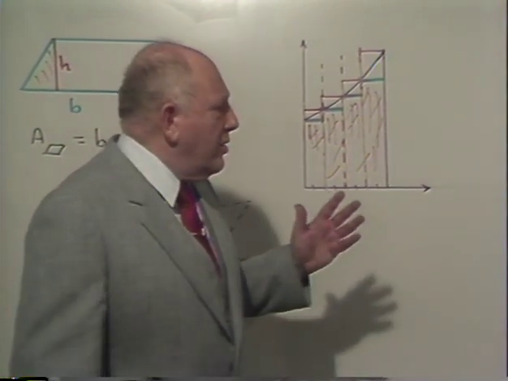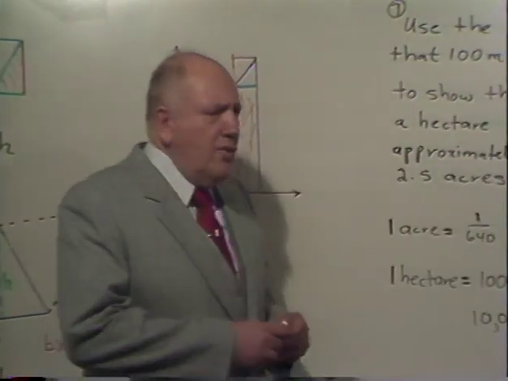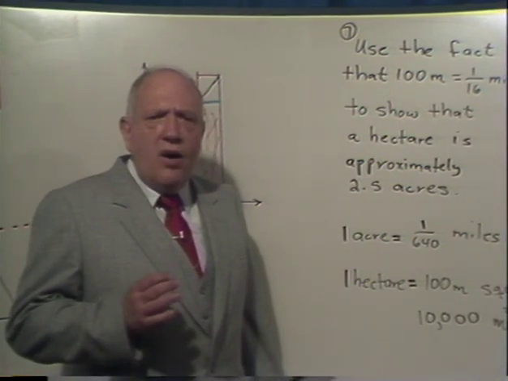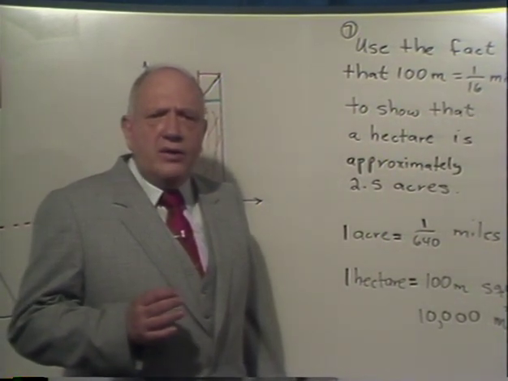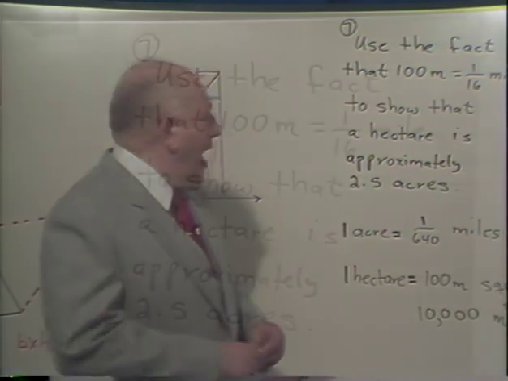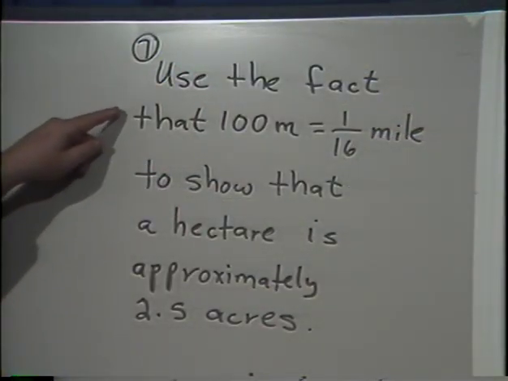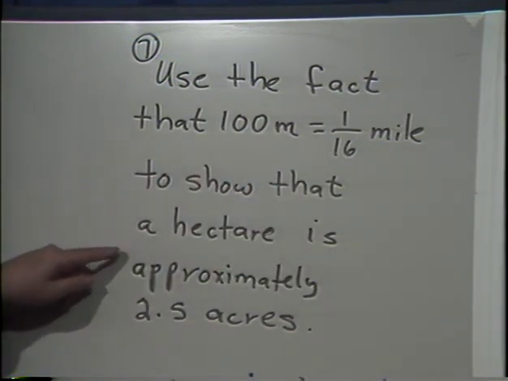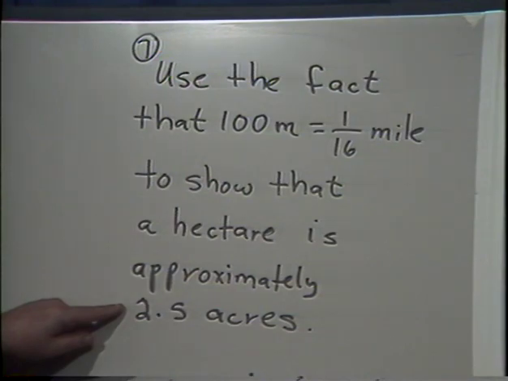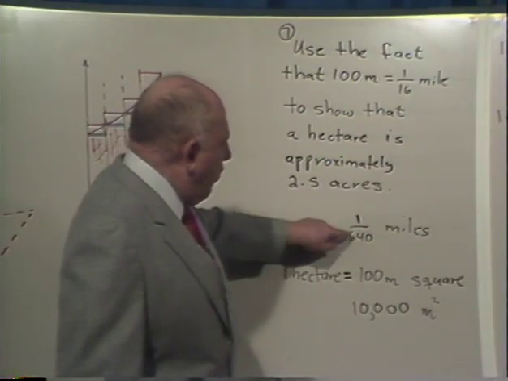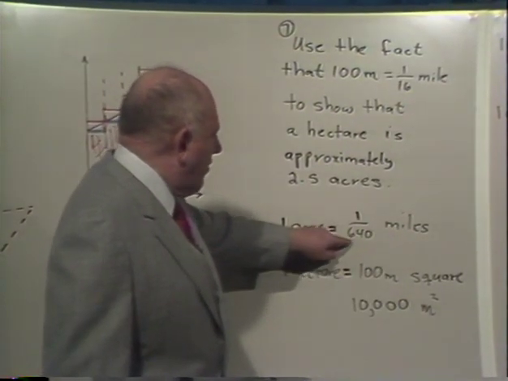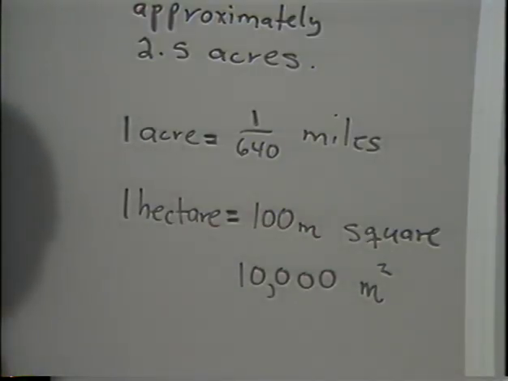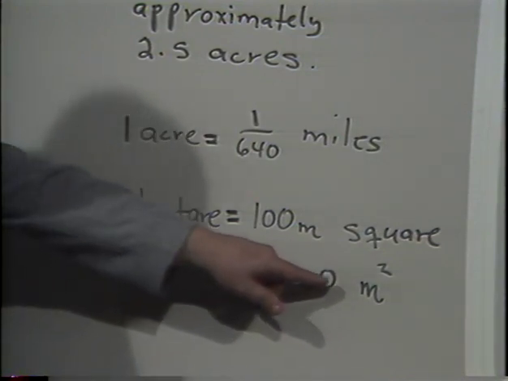And I thought that I would conclude today's lecture with getting back to a metric thing, trying to show you in terms of areas, roughly speaking, why a hectare is roughly 2.5 acres. And I just wanted you to see that in terms of areas. See, use the fact that 100 meters is about 1/16 of a mile to show that a hectare is approximately 2.5 acres. And remember what? An acre is 1/640th of a mile. In other words, it takes 640 acres to make a mile. A hectare is a square, each of whose sides is 100 meters. So 1 hectare is 10,000 square meters.